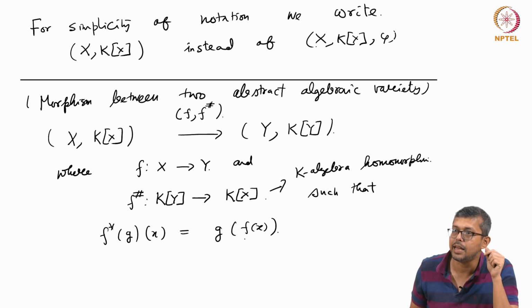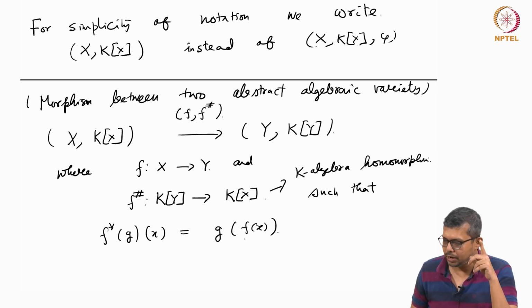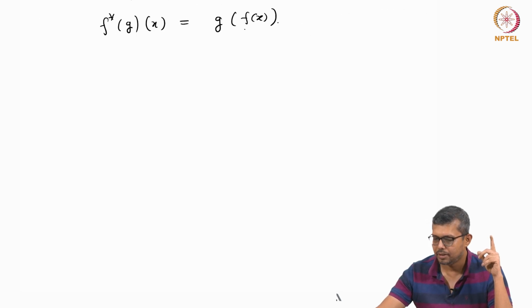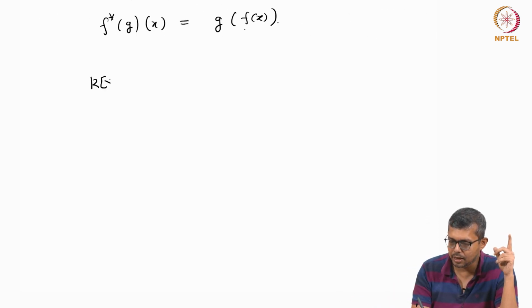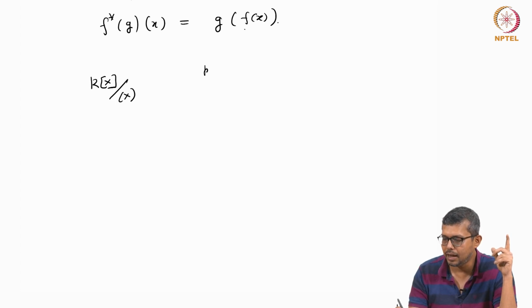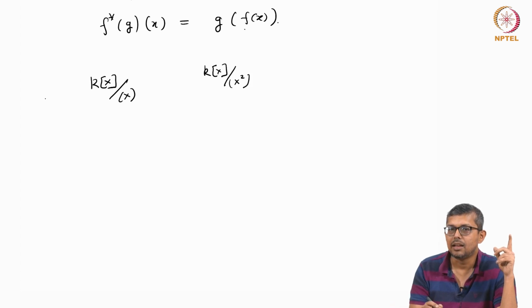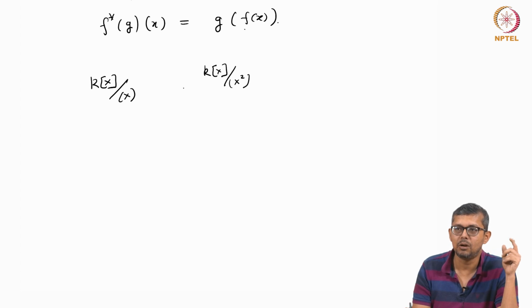Not x is reduced, kx is reduced, yes. See, if you don't have a reduced structure, you will start differentiating between f square and f cube. But for example, if you take this ideal, kx modulo x, and kx modulo x square.